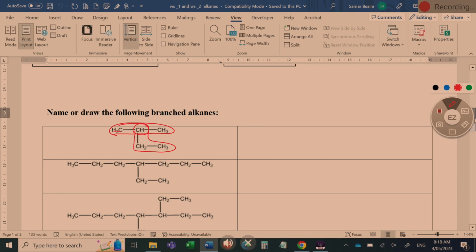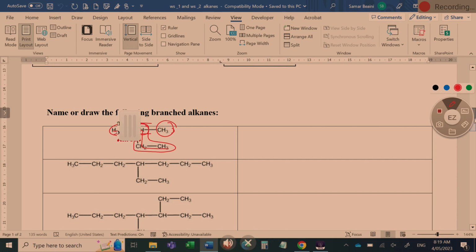Can I go like this? Yes, of course, because if I go like this, did I take my pen off the paper? No. So what's my side chain in this case? The CH3. Excellent. You can clearly see it pointing out. Now I need to number it. How do I number it? From this side.